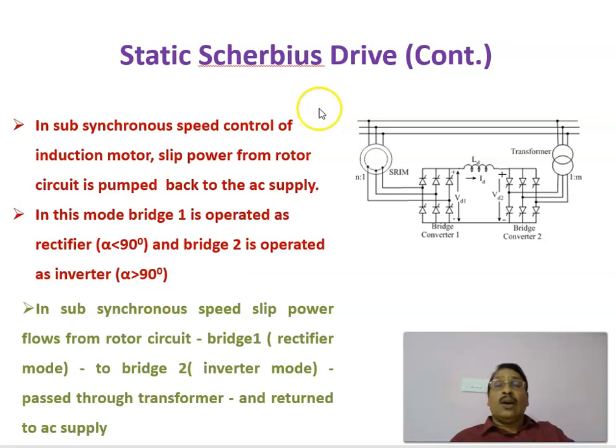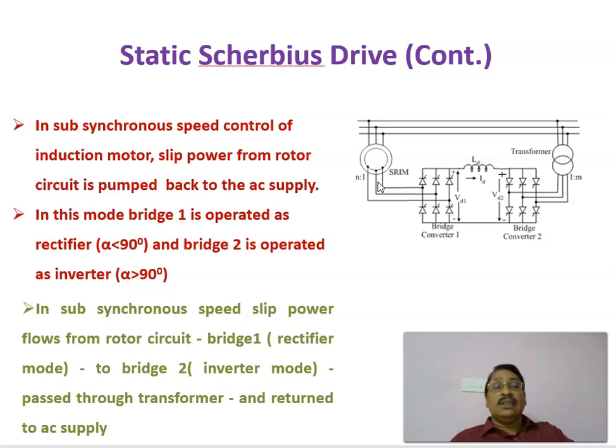Now let us see how the static Scherbius drive system can be used to control the speed of a slip ring induction motor below its synchronous speed, or subsynchronous speed control. In that case, the role of converters will be reversed. Then converter 1 will be working as a rectifier. Therefore, the slip power is rectified and converted into DC, and that is converted into AC by the second converter that is working as an inverter, and that power is flown into the grid through the transformer.